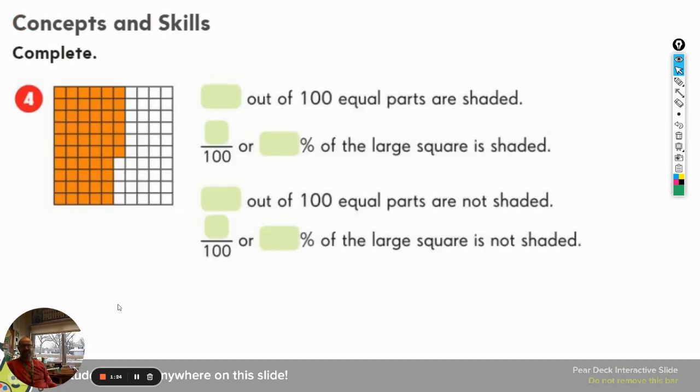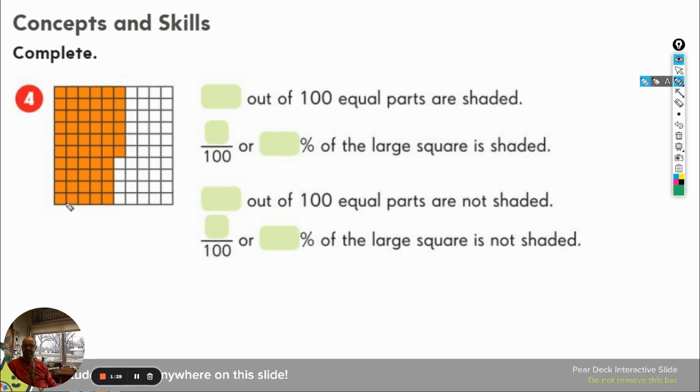Okay, take a moment to solve this, then I'm going to do it. About 3 seconds before I start, because this is review. Okay, 56 out of 100 are shaded. I need a different color. I'm greened out. 56 out of 100, or 56%, percent means out of 100, are shaded. 44 are not. 44 out of 100 are not, or 44% is not. Okay. As always, pause me before I start working and barging through this stuff.